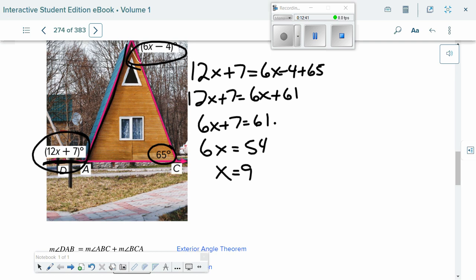I can go ahead and plug those back in. So if I take this x equals 9 and plug it into the exterior angle, 12 times 9 is 108 plus 7 gives me 115 degrees for this outside angle. Okay. If I plug it back in at the very top of the house, 6 times 9 is 54, minus 4 gives me 50 degrees up here at the top. Okay. If I check my answer, I add 50 and 65, I get 115, and that's what I got for the exterior angle.